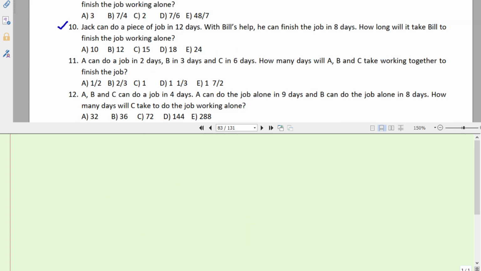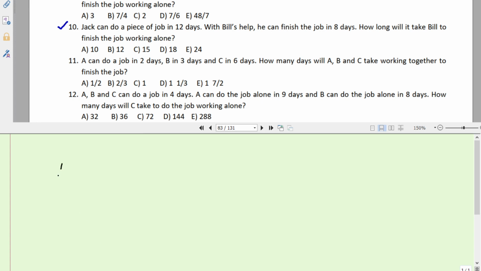Okay. Question number 10. Similar question like we did earlier. Jack can do a piece of job in 12 days. With Bill's help, he can finish the job in 8 days. How long will it take Bill to finish the job working alone? Same question. So Jack alone is working 12 days and together they are working the job in 8 days. So you have to find out how long will Bill alone take it. Okay. So 12 and 8.